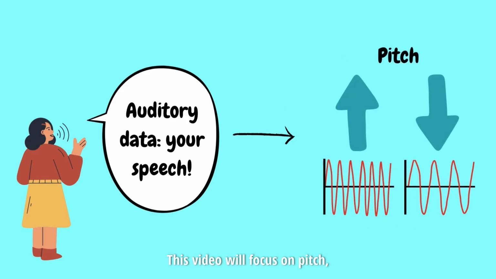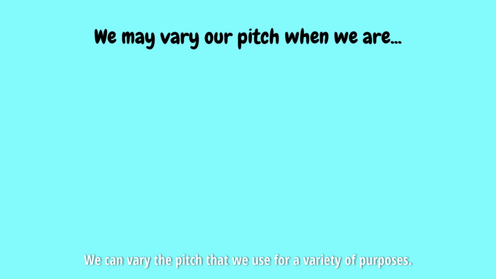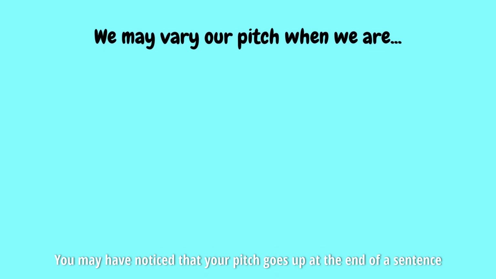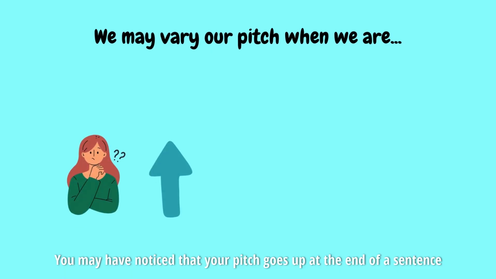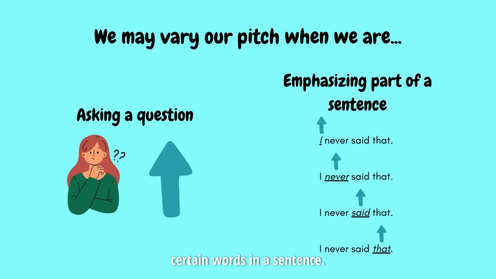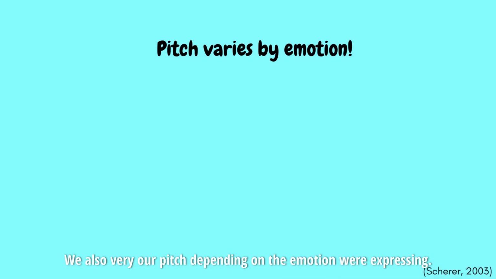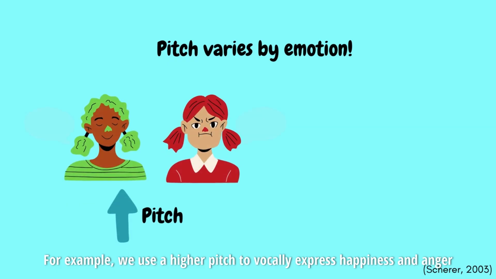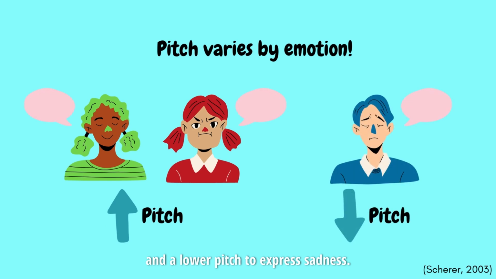This video will focus on pitch, which describes the highness or the lowness of our voice. We can vary the pitch that we use for a variety of purposes. You may have noticed that your pitch goes up at the end of a sentence when you're asking a question or when you want to emphasize certain words in a sentence. We also vary our pitch depending on the emotion we're expressing. For example, we use a higher pitch to vocally express happiness and anger, and a lower pitch to express sadness.